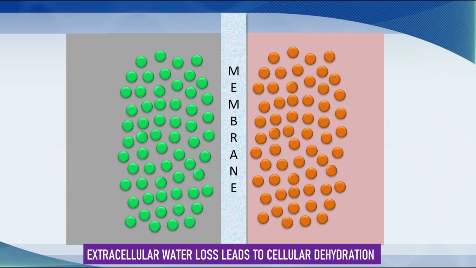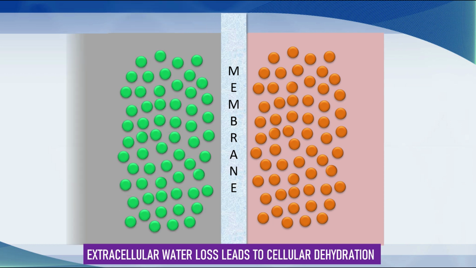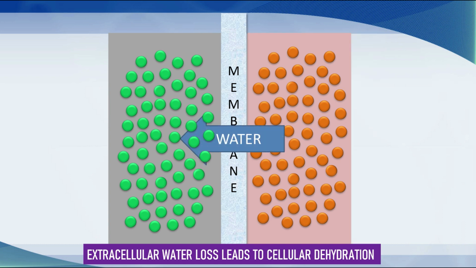Extracellular water loss leads to cellular dehydration. So if there's water loss on the left-hand side, then water will move from the intracellular space to the extracellular space. In the operating room, patients lose a lot of water by evaporation, and so they do need water to replace this intracellular fluid loss.